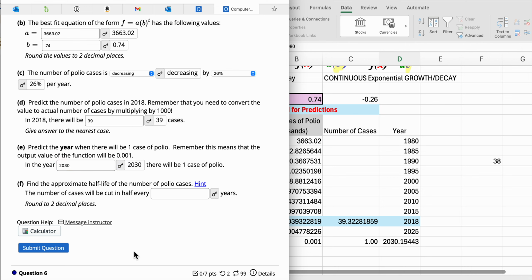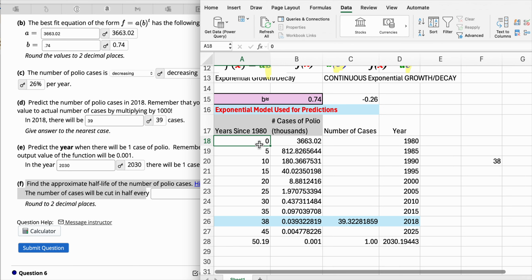All right. And now the last one is a little bit tricky, but it says find the approximate half-life of the cases of polio. Half-life. So the number of cases will be cut in half. How many years? Well, let's start off here. We started measuring in 1980, all right? 3663. If I wanted to find half the cases, I could just say, well, I want that to equal half. I forgot my multiplication sign. I want that to equal half. So I want my number of cases to equal 1831.51.